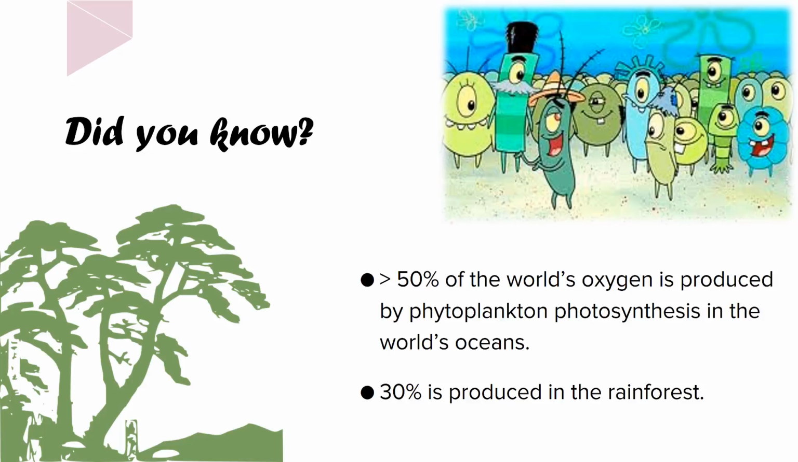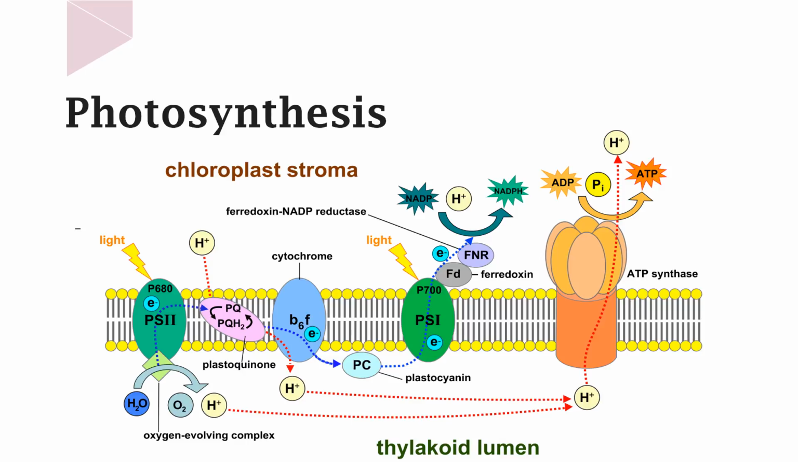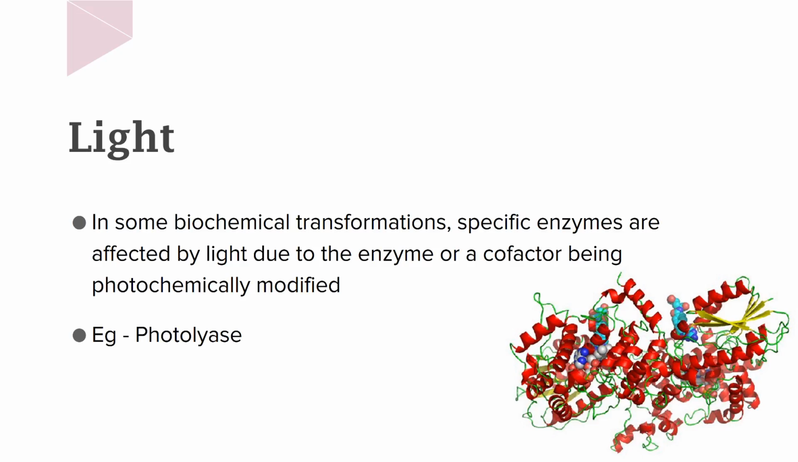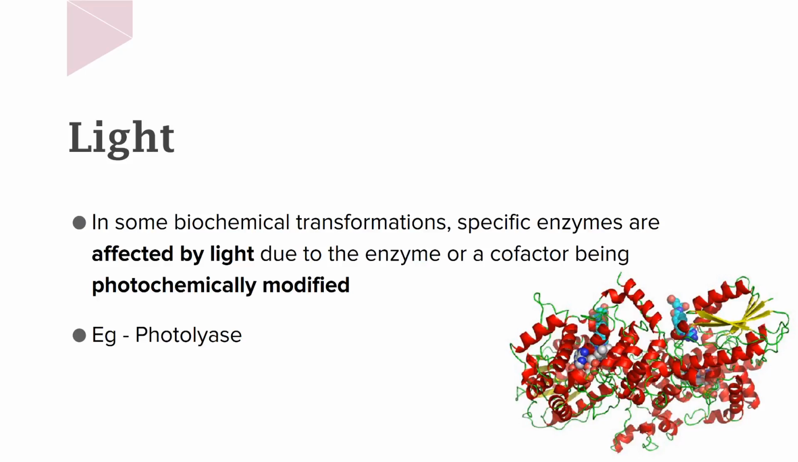Light and enzyme activities are best observed in the process of photosynthesis. Light energy is absorbed by chlorophyll molecules and transferred to electrons, which produce ATP and oxygen, which is essential for the survival of animals. However, in some biochemical transformations, the enzyme itself or cofactor is photochemically modified, which may disrupt the final outcome of the enzymatic step. One example concerns photolyase, the enzyme involved in the repair of a specific kind of DNA damage.